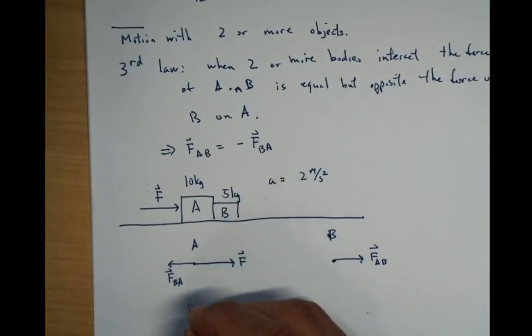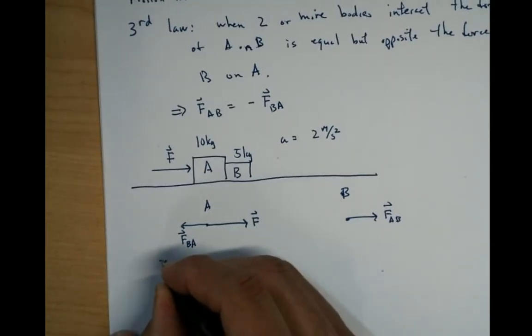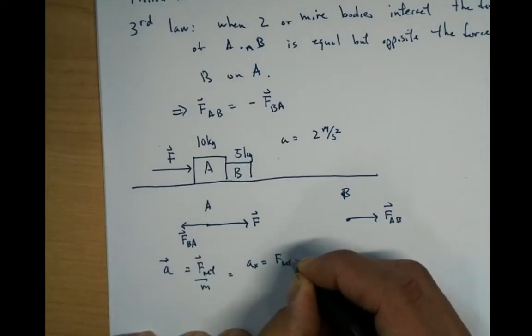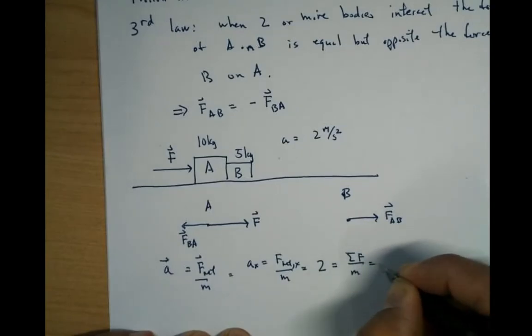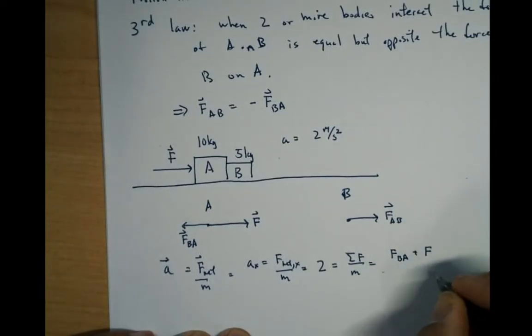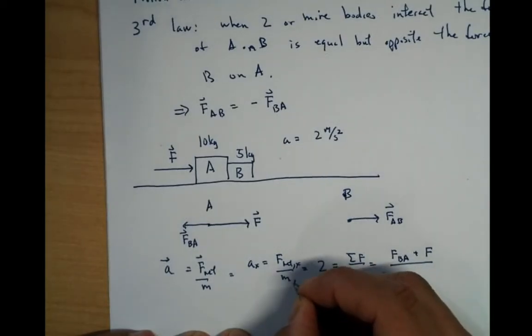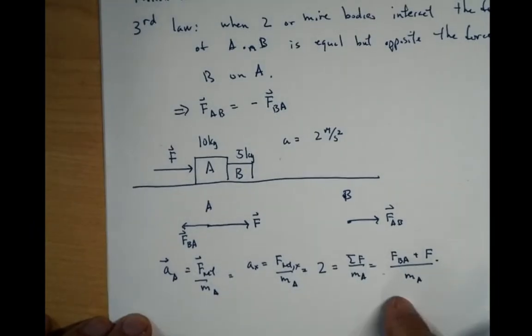So I know for object A that the net force must produce an acceleration equal to 2 meters per second squared. So all this is along the x direction, so we can write a_x is equal to F net in the x direction over m. So this equals 2, which is equal to the sum of the forces over m, which is F of B on A plus F, divided by M, which in this case is 10 kilograms. I'm going to write this as m sub A, so that we know this is the acceleration due to A. And this is also equal to 2. So that's the first equation.